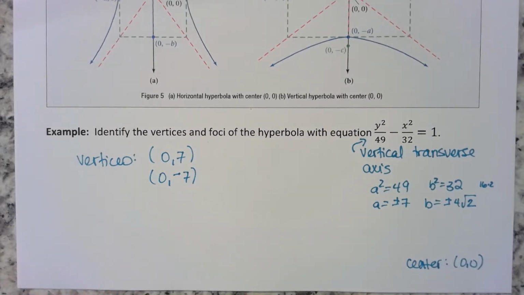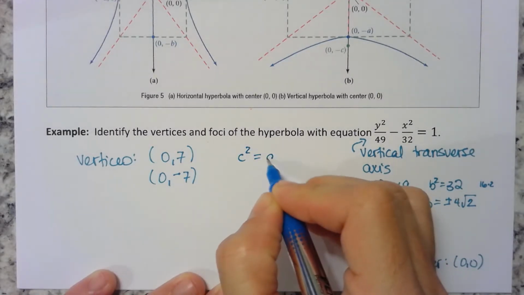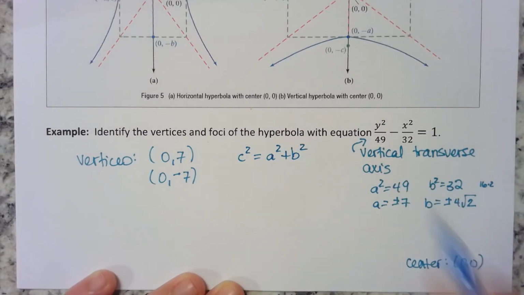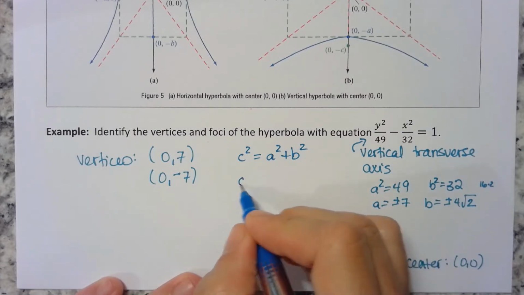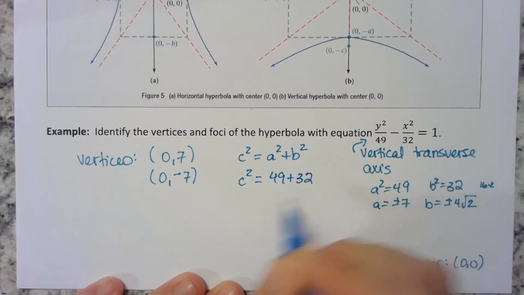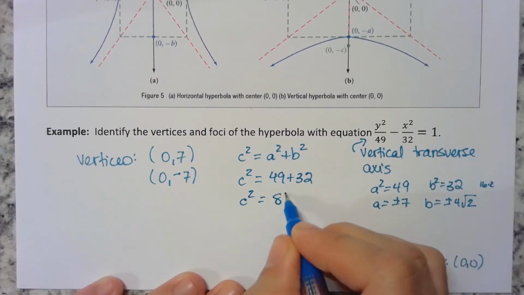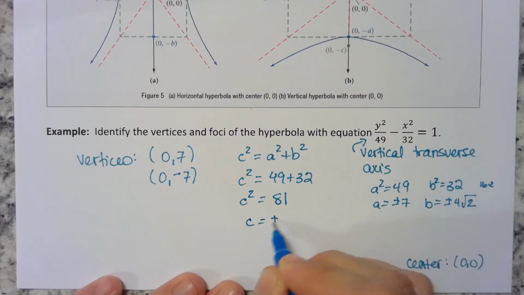Now what about the foci? Remember, the foci are your c's, and c squared is equal to a squared plus b squared. So c squared is going to be 49 plus 32. That's going to be 81. So c is going to be plus or minus 9.